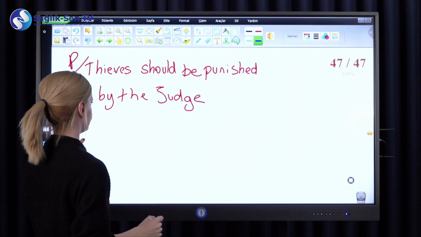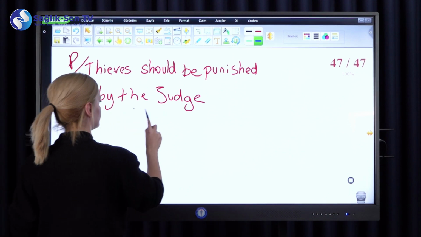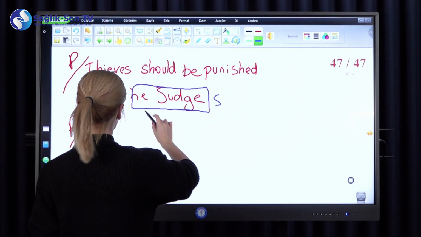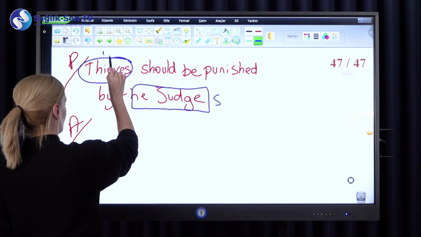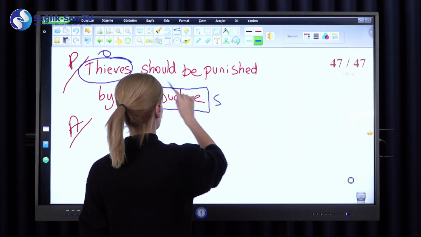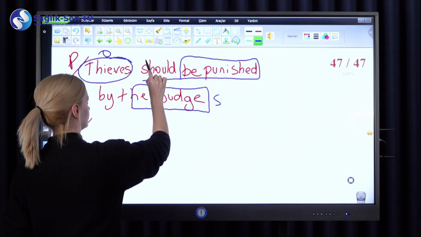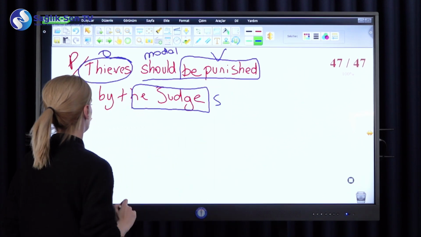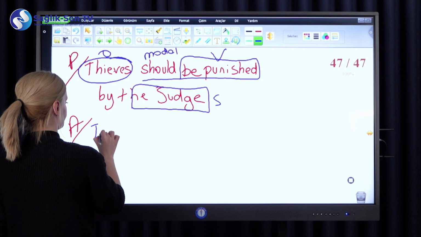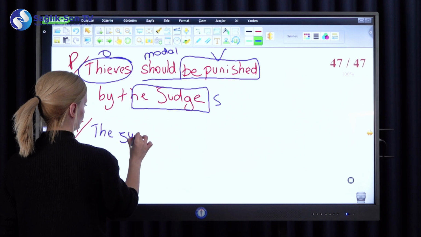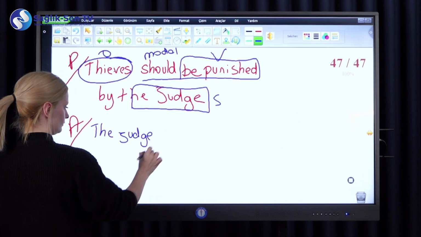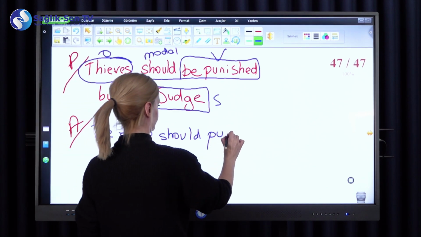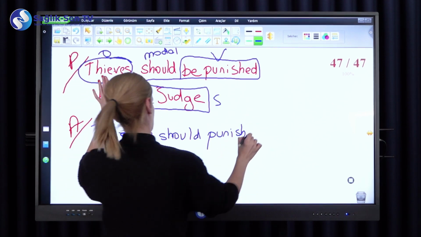This is my passive voice. The judge actually is the subject of this sentence, and thieves, objects, should be punished. I use a modal verb, and this is my actual verb. The judge should punish the thieves.